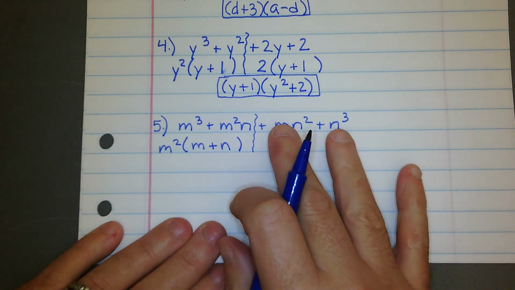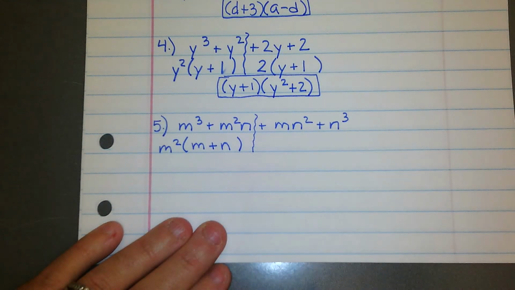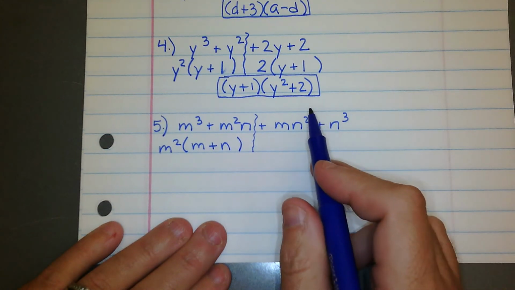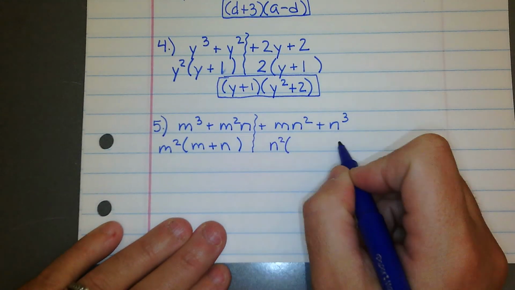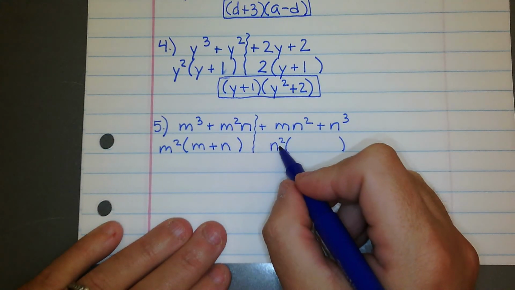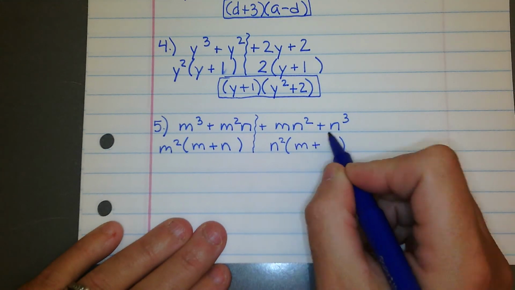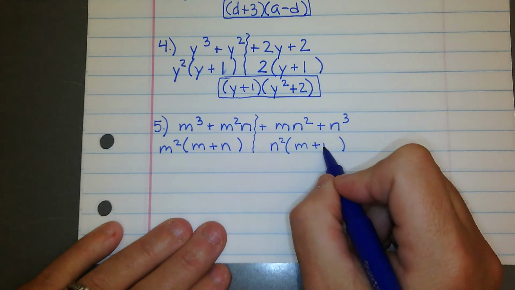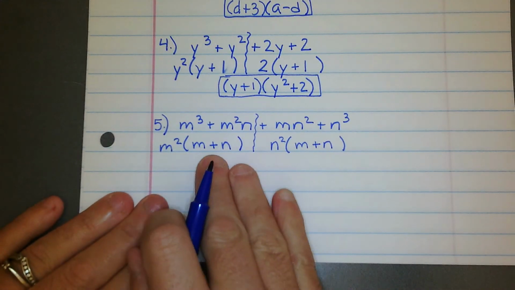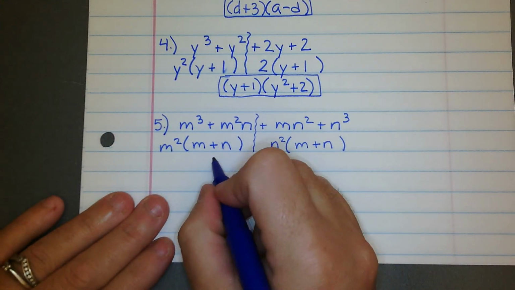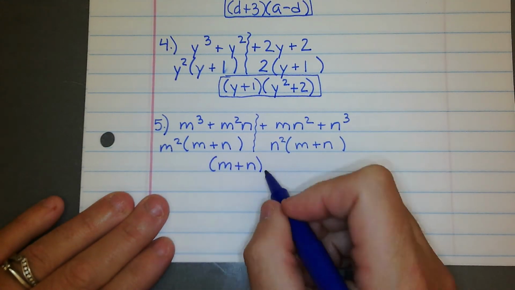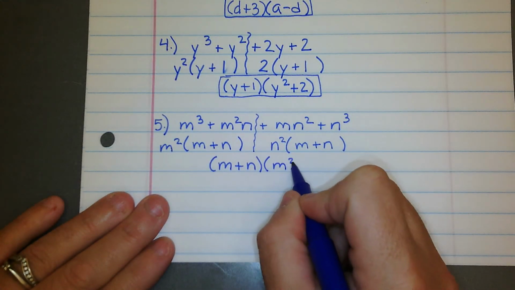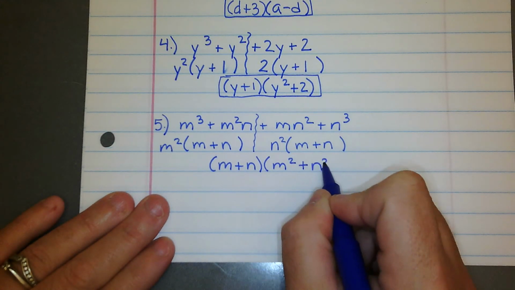Over here, these two have an n squared in common because they both have n's, and n squared is the lower exponent. When I take an n squared out, I'm going to have m plus, and when I take n squared out of that, I'm left with 1n. So the thing that they have in common, that's our common factor, comes out first. We only write that once. And then our GCF is our other guy. So that's going to be m squared plus n squared.